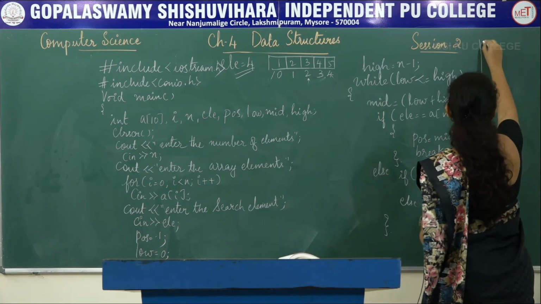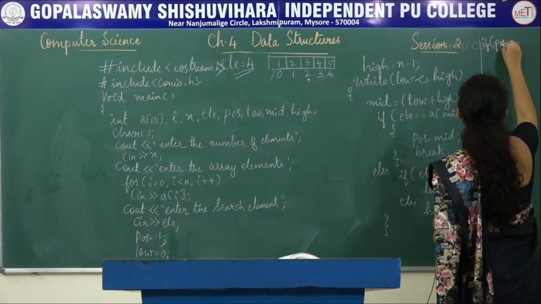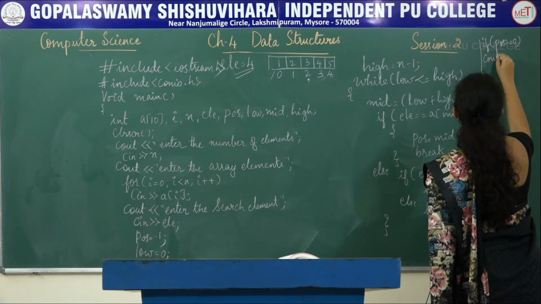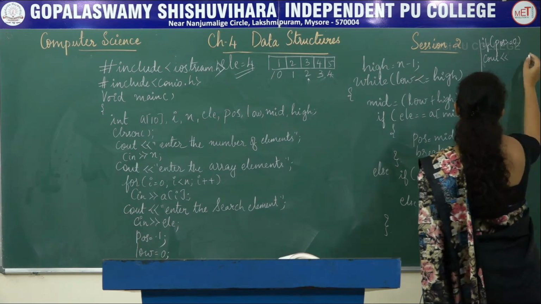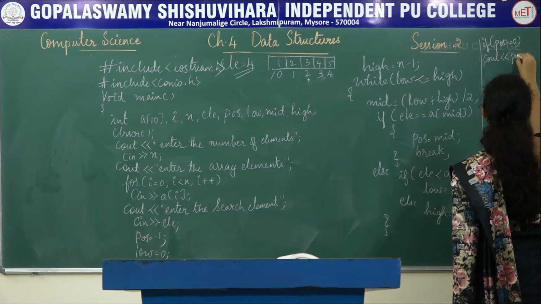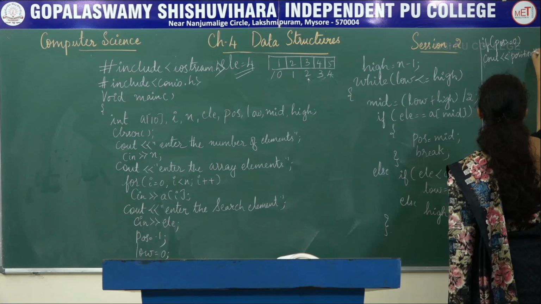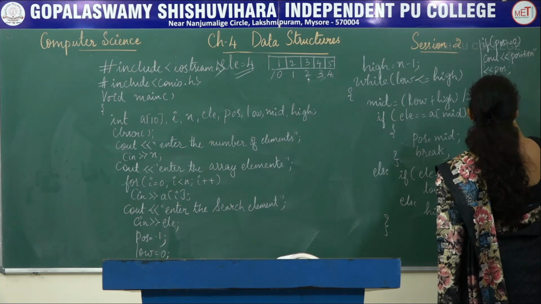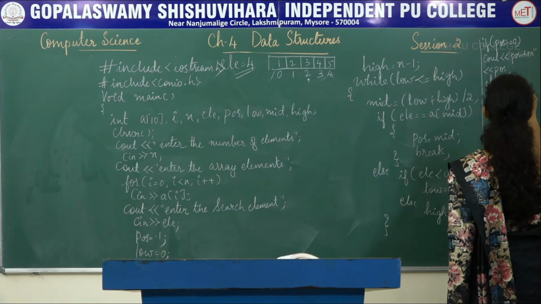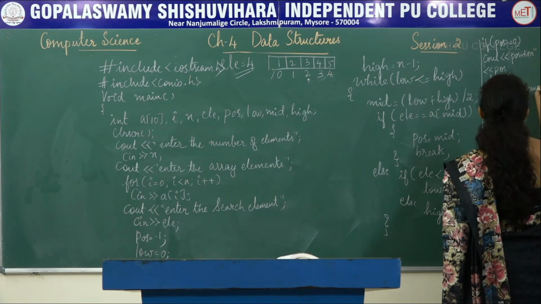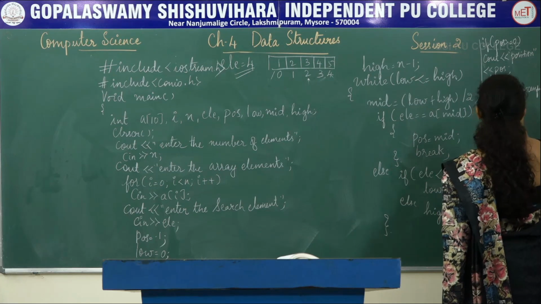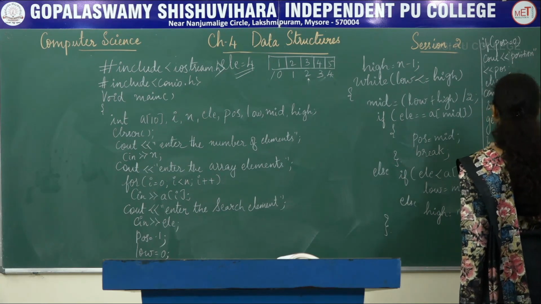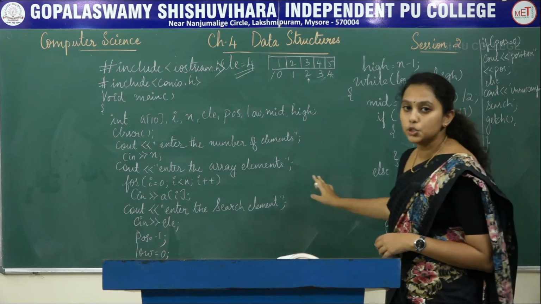If position is greater than 0, we have to print the position. Else we have to print it as unsuccessful search. This is our binary search program.